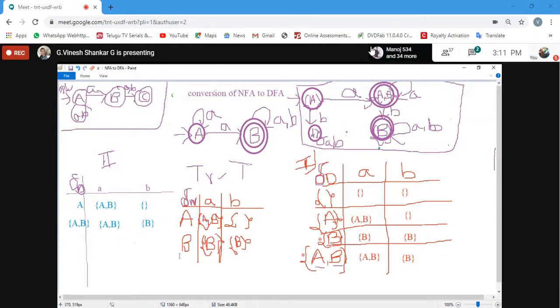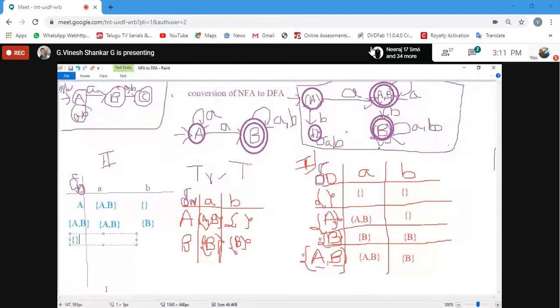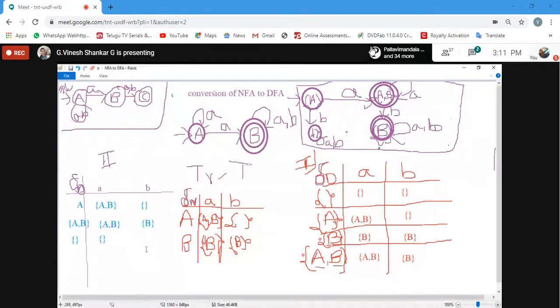Fine. This is there. Now any new state you find in this, in the first row you check A comma B is done, null is there. So take null also here. If you are getting new state, you have to take it. Now null to A very well you know it is null only. It will be null only. And here also null. There is null to A, null to B.